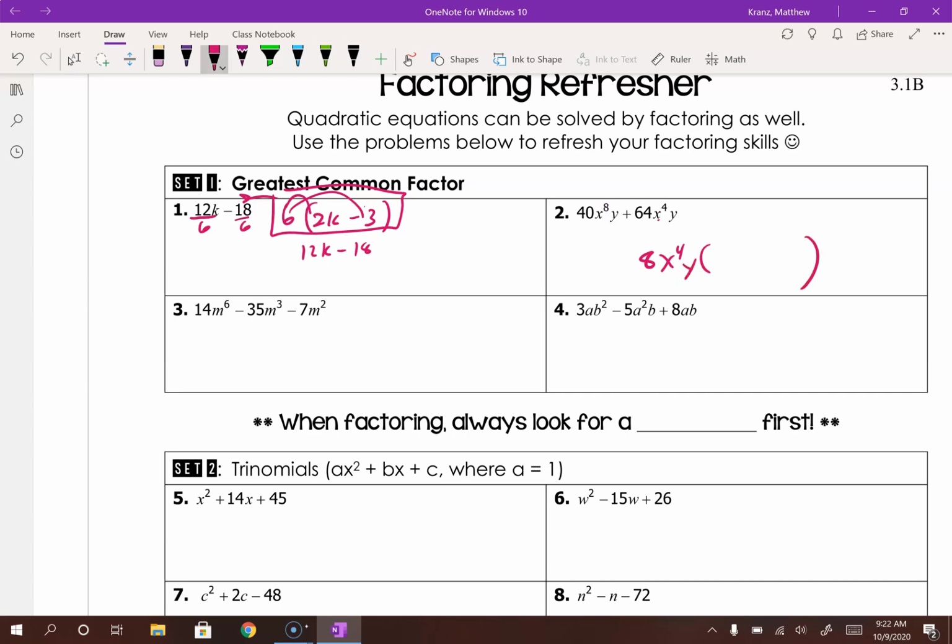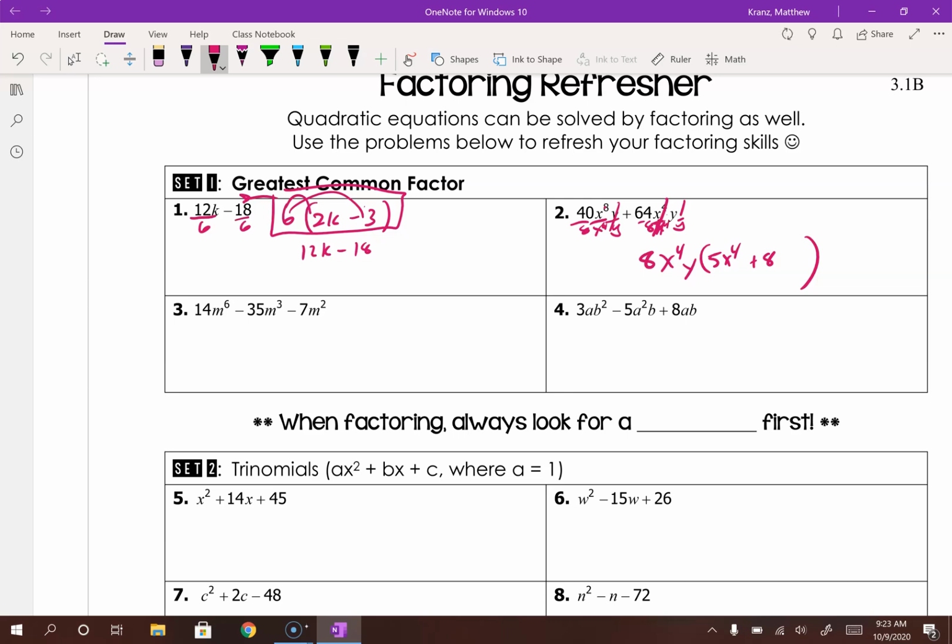Now, how does this work? When I divide these by 8, right, that gets me a 5, and that gets me a positive 8. Then, when I divide this by x to the 4th, this is just subtracting. 8 minus 4 is 4. So this will be x to the 4th. This one, x to the 4th, that goes away. The x's cancel out. Then when I divide by the y's, they cancel each other out. So all we're left with is 5x to the 4th plus 8. So it's 8x to the 4th y and 5x to the 4th plus 8.